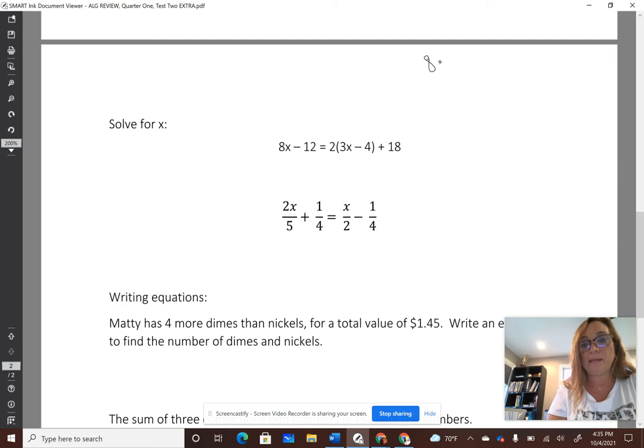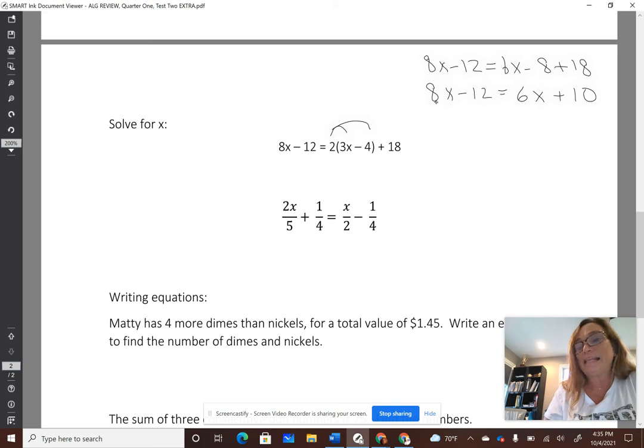So I get 8x minus 12 equals, by the distributive property, 6x minus 8 plus 18. So 8x minus 12 equals 6x plus 10. Since that's an 8x and that's a 6x, I can keep going. There's going to be one solution.